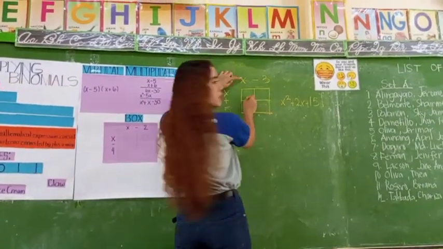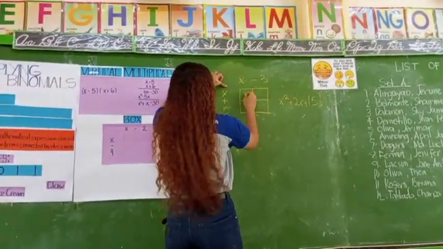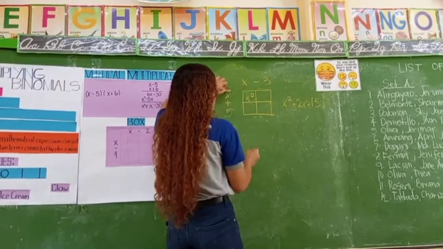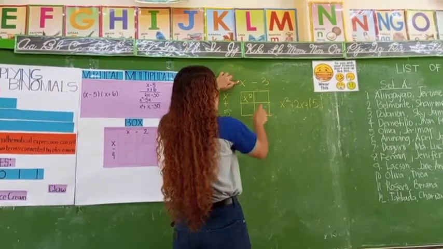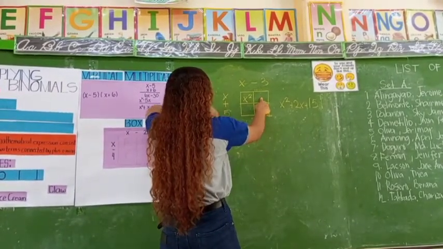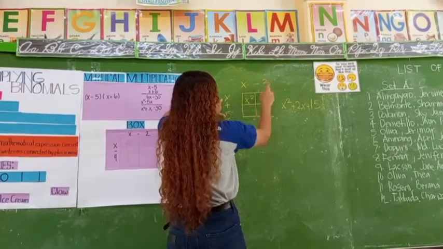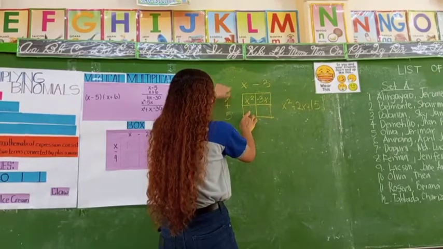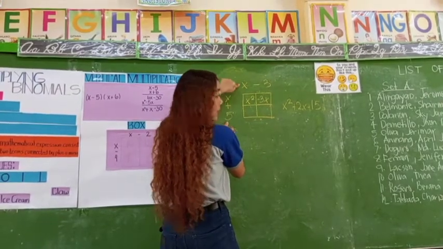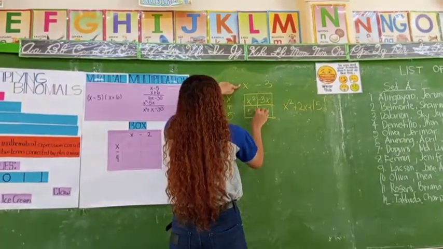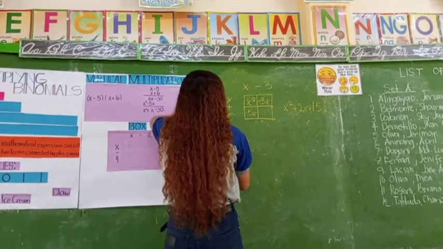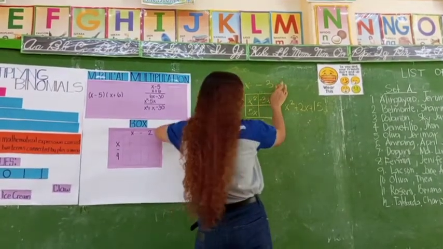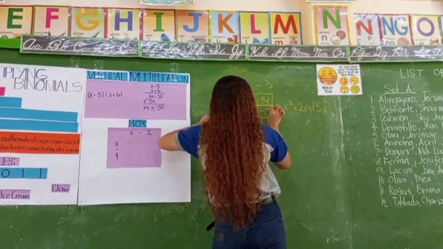The first term we have, yes, x squared, because x times x. How about the outer term? The outer term is x and negative 3, so negative 3x. The inner term, we have the 5 and the x, so we have 5x. The last term, we have positive 5 and the negative 3, so we have negative 15.